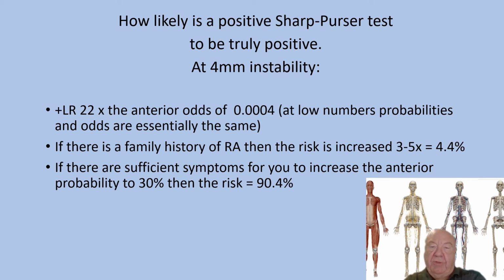Okay, so we have a prevalence value of 0.0004, which is going to be your initial probability. But let's add to that. Let's say there's a family history of rheumatoid. This increases the risk of the patient having rheumatoid by 3 to 5 times. So let's say it brings it up to a maximum of 4.4% after a positive test. Now, this becomes still very low odds.